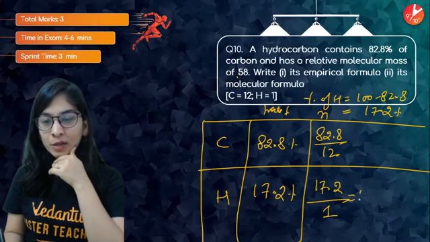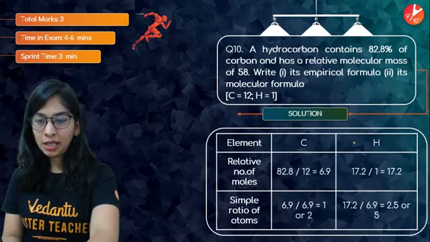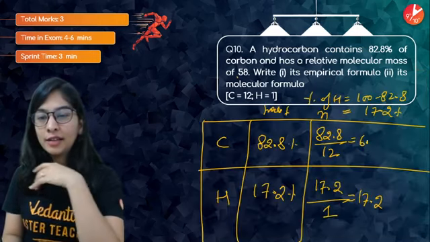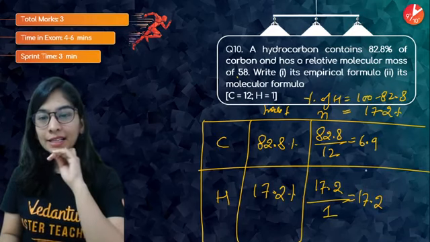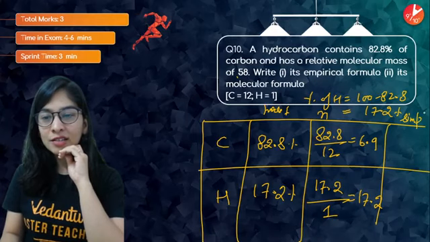Yeah, so it will be 17.2 and here it will be 6 point something, 6.9. Okay, so this will be 6.9. And what do you see? This is not a whole number. You will calculate this in the simplest ratio. How to do that?